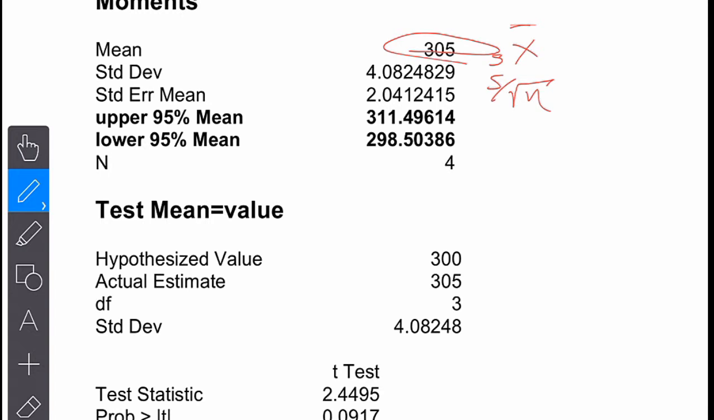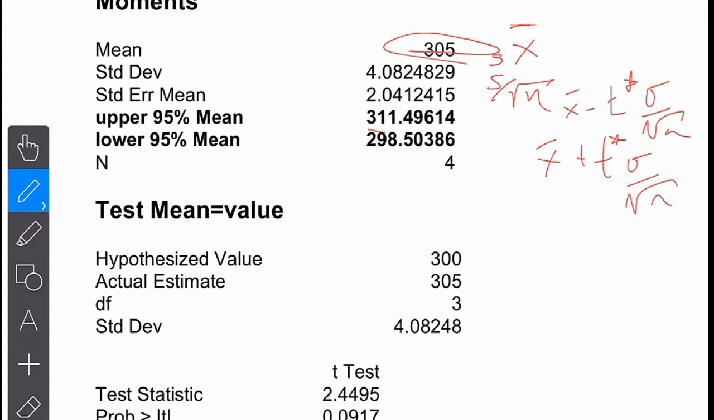And then this is the confidence limit, right? So this is going to be X bar minus T star times sigma over root n. And this is going to be X bar plus T star for the 95% confidence interval times sigma over root n.